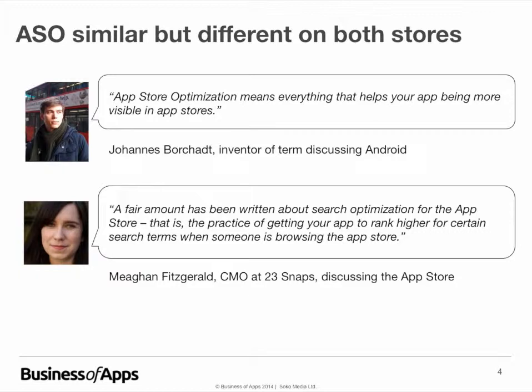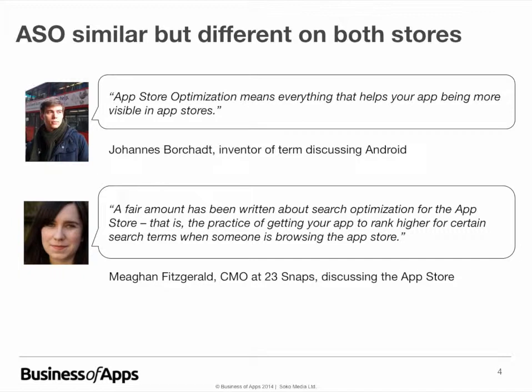And there are these two quotes here from Johan Burkhardt and Megan Fitzgerald, who both discuss App Store optimization. And as you can see, there are similarities, but as we'll go through the presentation, you'll realize there are differences. So Johan says App Store optimization means everything that helps your app be more visible in stores. And Megan talks about how a fair amount has been written about App Store optimization, basically describing it as the practice of getting your app to rank higher for certain search terms when someone is browsing the App Store. And that's basically it. It's all about helping people find your app through search.